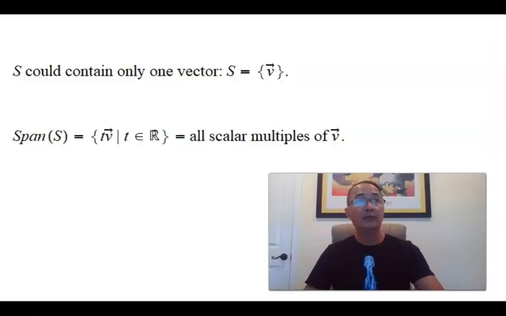Now, the simplest case would be when S contains only one vector. So S is just the vector v, in which case the span of S is simply all multiples t times v, where t, of course, is a real number. So we can just think of it as all the scalar multiples of v.